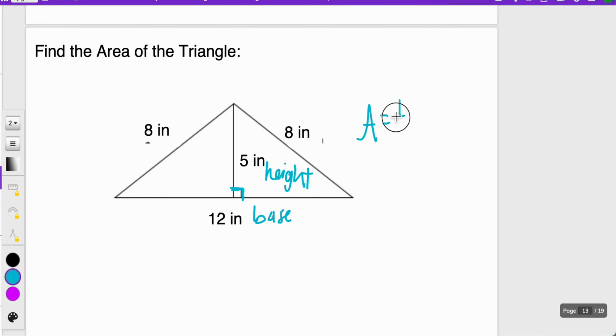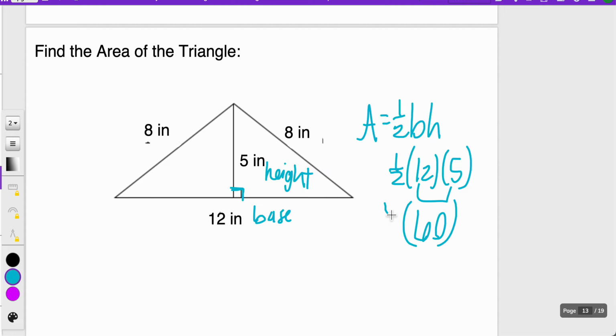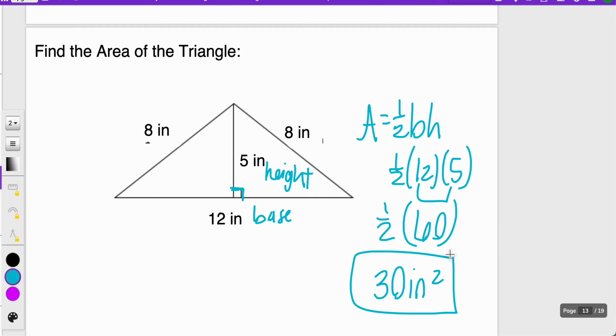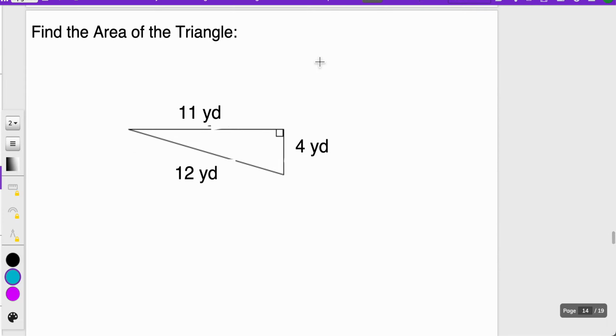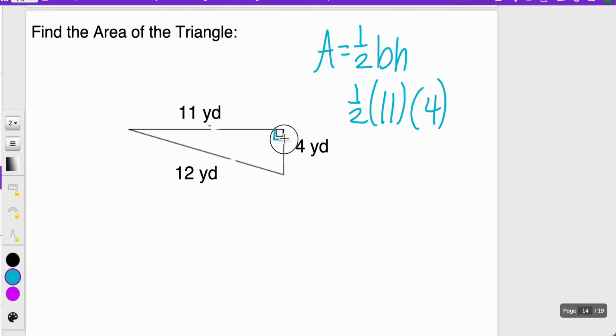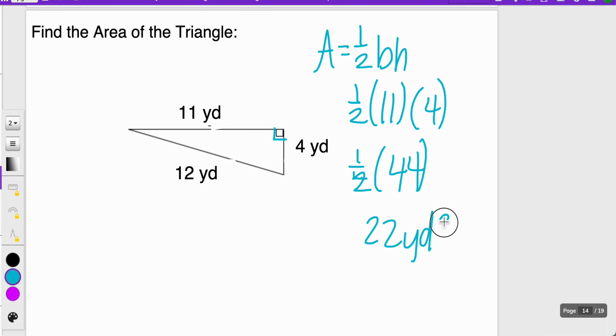So area is 1/2 base times height, so that's 1/2 times 12 times 5. I typically multiply first. 12 times 5 is 60, and then find half of 60, which would give me 30 square inches. As we go through these, you can pause the video before I start working it out, so go ahead and pause here if needed. And let's try it. 1/2 of 11 base times 4, because those are touching the right angle. I'm going to get a half of 44, which is 22 yards squared.